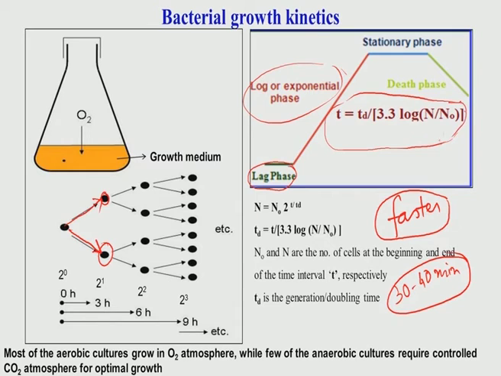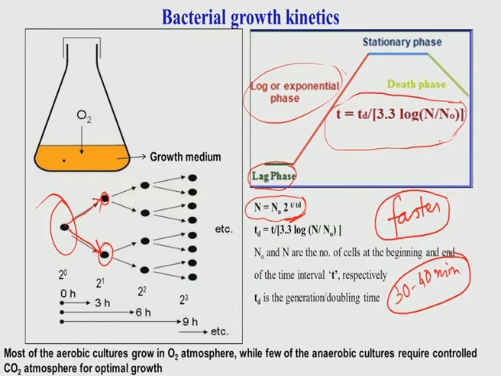You have a log or exponential phase here, where the generation time is defined as TD = 3.3 log N divided by N naught. This comes from a very simple equation that has been written here: the number of bacteria at any given time point t is equal to N naught, the initial bacterial concentration at the beginning of the bacterial growth conditions, and TD is the generation time or doubling time.